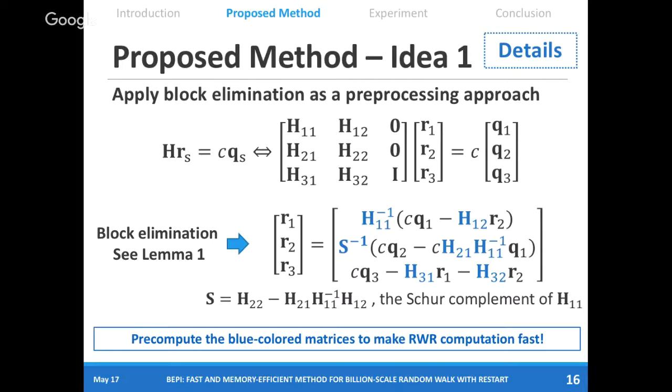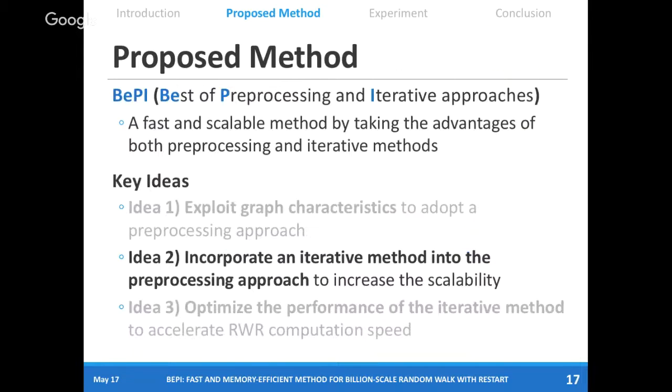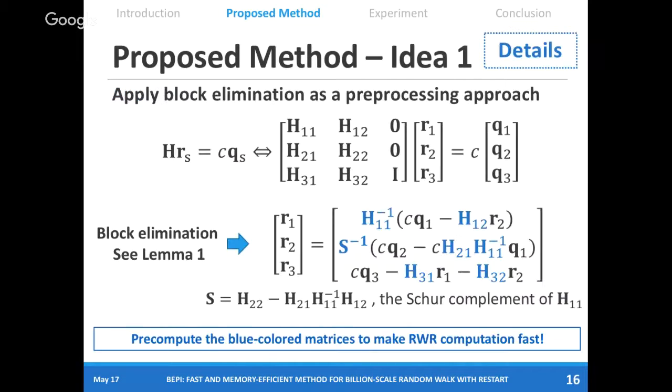The point is that you can compute the solution using this equation. In this equation, S is called the Schur complement of H11, and S is computed by this combination of the submatrices in H. The point is that if we pre-compute the blue-colored matrices, then we can compute the RWR score directly from these pre-computed matrices. So we can make the RWR computation fast through these pre-processing approaches.